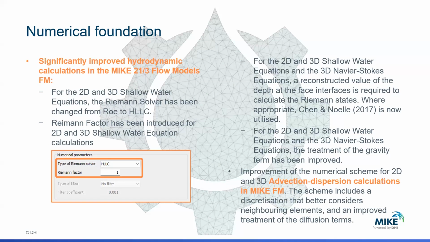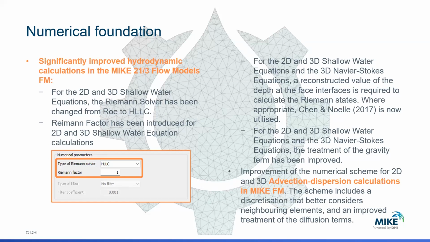So we've changed the Riemann solver in FM. We have changed the reconstruction of the face values to give a more accurate result in the first order scheme. We've improved the handling of the gravity term, and we've also improved our advection dispersion scheme as well.